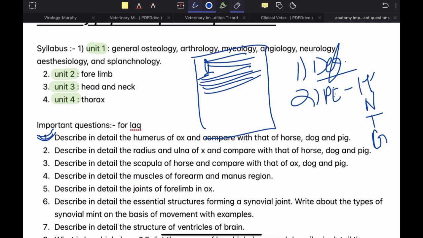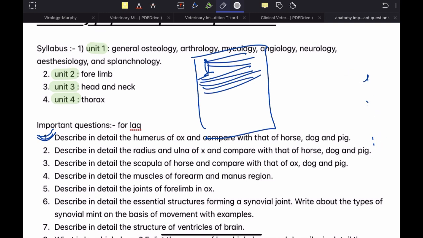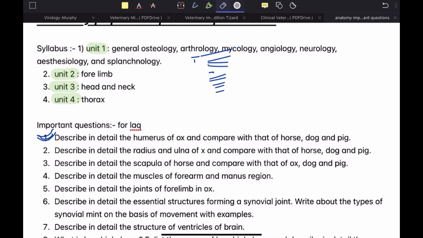You have to keep this portion very short and sweet. You have to write your answer to the point, because anatomy papers are usually very lengthy and you might not get enough time to write everything.